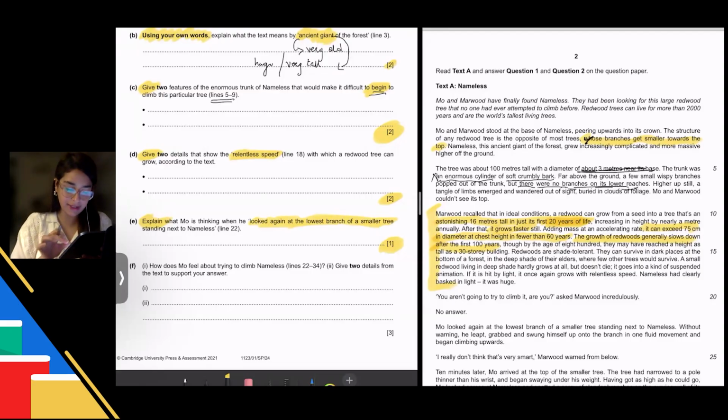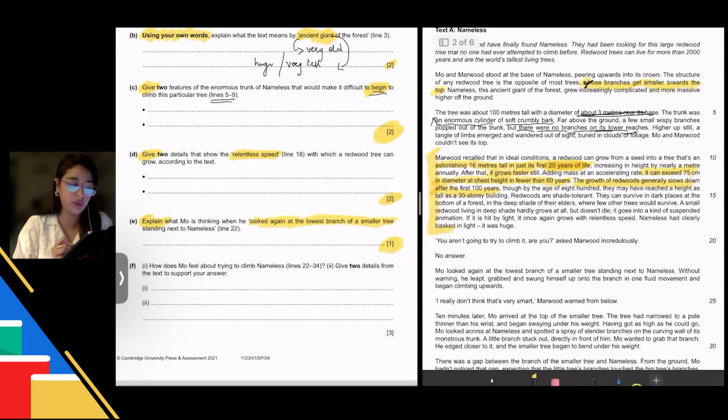So line 22 basically says, Mo looked again at the lowest branch of a smaller tree standing next to the Nameless. Without warning, he leapt, grabbed, and swung himself up onto the branch in one fluid movement and began climbing upwards. Now, this question tests your ability to understand exactly what's going on in this part of the passage. If you haven't read the passage carefully and are not able to comprehend the context of this particular line, you won't be able to answer this question.